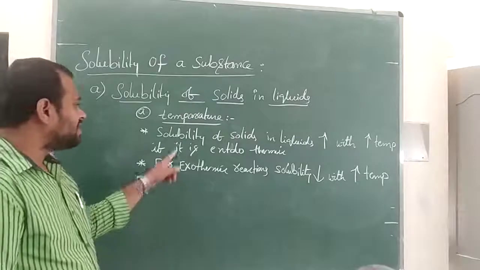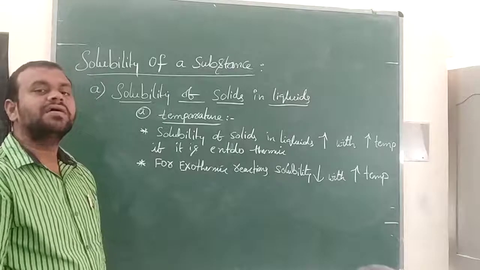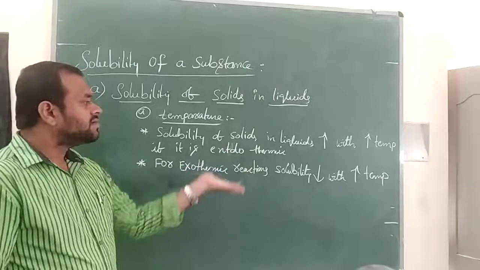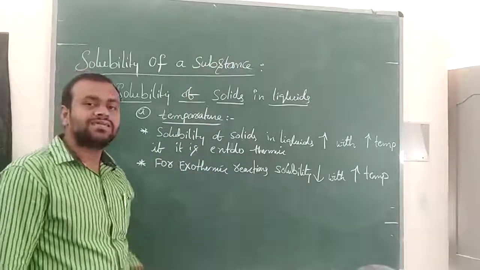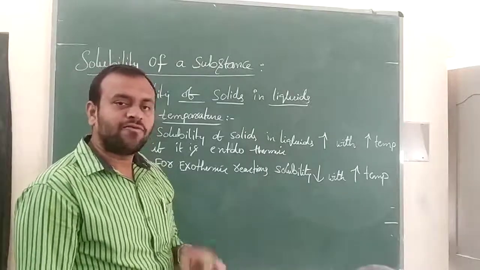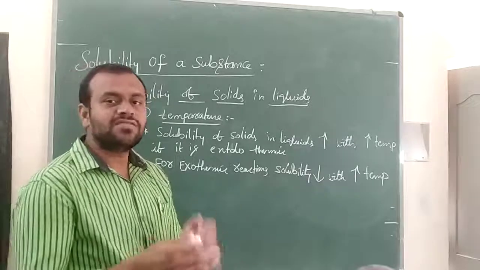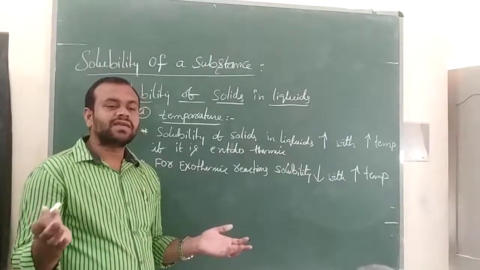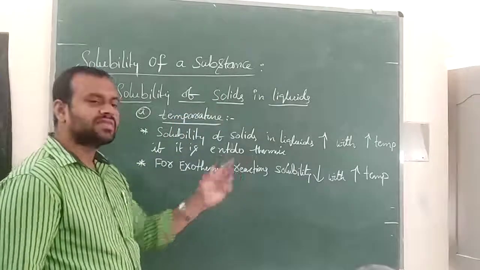Hope you understand, right? Example for endothermic reaction: dissolution of glucose in water, dissolution of ammonium chloride in water. For such reactions, the solubility increases with increase in temperature. Example for exothermic reaction: dissolution of calcium oxide or calcium carbonate in water, or dissolution of carbonate salts in water. So what happens during those reactions? Heat is liberated. If heat is liberated, then we can say it is exothermic, therefore the solubility decreases with temperature.